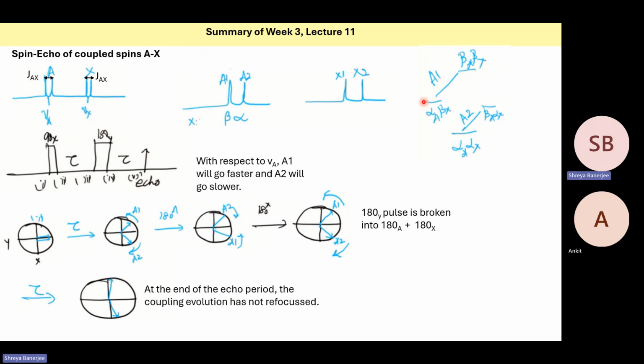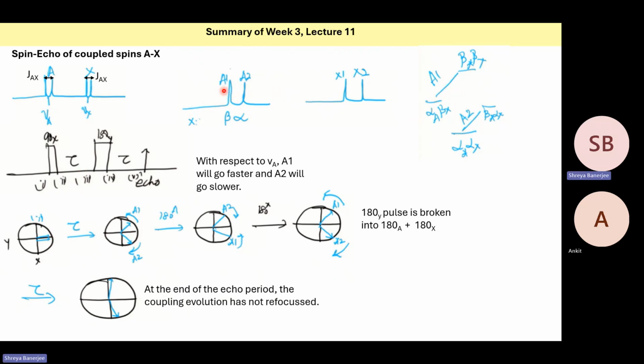Then you have two degenerate energy levels, alpha beta and beta alpha, and your highest energy level is beta beta. Now, there can be two kinds of A transition. The one shown here, in which X remains as alpha, but the A is going from alpha to beta, has been termed as A2. And this transition, where again X remains beta, but A is going from alpha to beta, has been termed as A1.